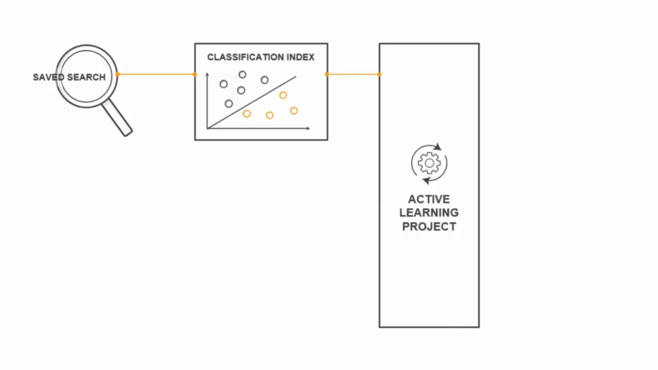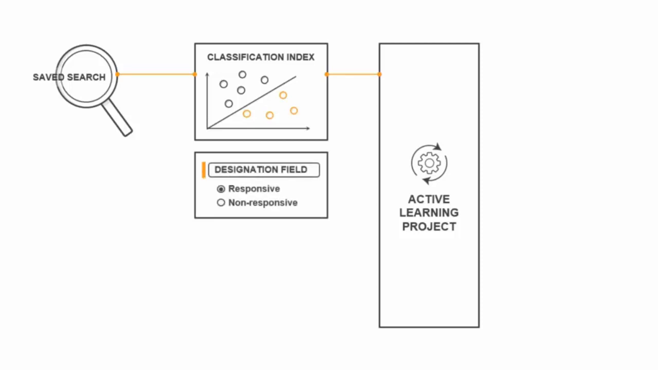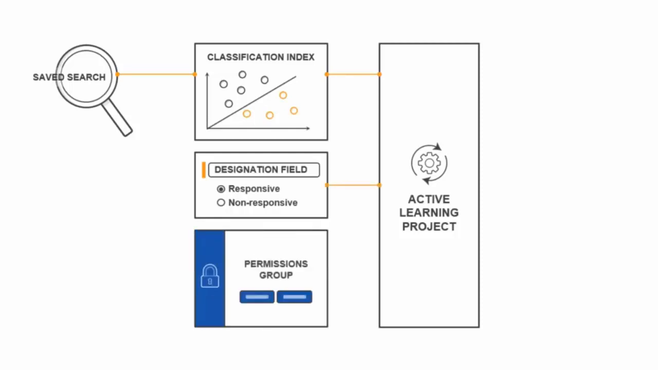So you set up your saved search, you set up your classification index, and then you're going to have your active learning project. It's going to take the classification index, it's going to take a designation field of responsive or non-responsive, and this is what it's going to learn from. And thirdly, it's going to take a permissions group. So this one's a little different maybe than you're used to in Relativity Assisted Review, for instance. But the permissions group is there so that you can define who gets to be in the queue. So if a reviewer is in this permissions group, then they have access to the queue if you grant it to them. We'll talk about this when we get into the demo.